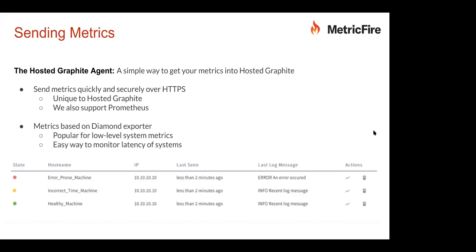And this hosted Graphite agent is based on a popular Diamond exporter, which is a popular system for gathering low-level system metrics. A lot of these metrics are beneficial when looking at latency, and most DevOps engineers will be familiar with a Diamond exporter or something similar.